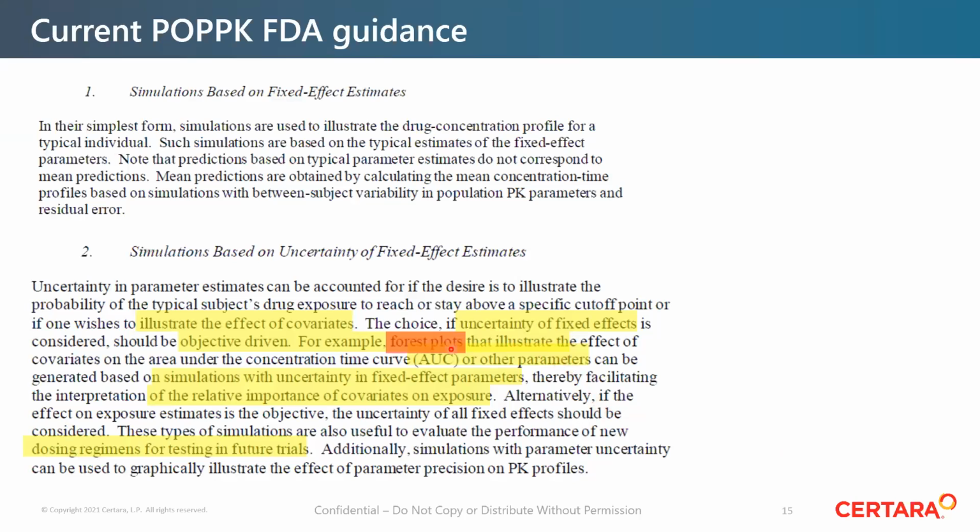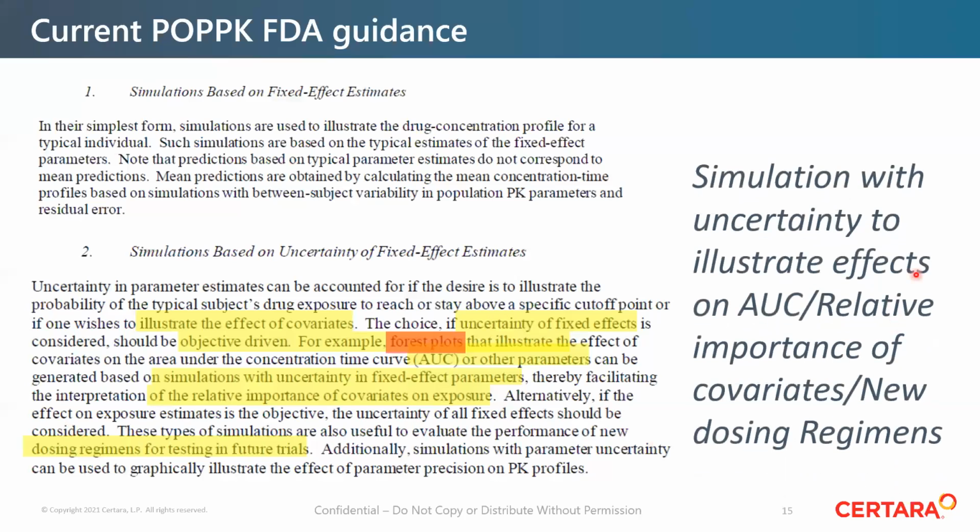And again, the FDA recommends that we use AUC, not clearance or volume, and we incorporate uncertainty to study the relative importance of covariate on exposure. So that's a univariate approach that you'll see later on. Also, this approach is recommended when we are trying to find a dosing regimen for testing in future trials. So simulation with uncertainty on parameters is what we need to illustrate the relative importance of covariate and to design new dosing regimens.